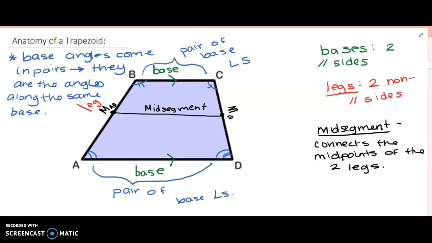Now one other thing I want to point out: because these two bases are parallel, these two are supplementary because they're consecutive interior angles, and also these two are supplementary because they are consecutive interior angles. That should be it on the anatomy of a trapezoid.